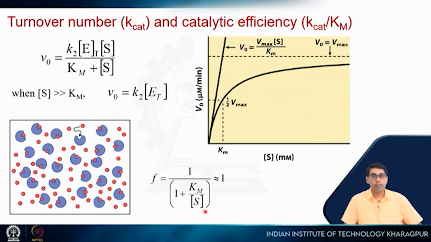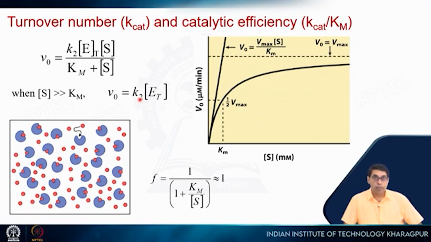And we can see what happens to the occupancy. S is much greater than Km, so we can ignore this. This ratio will be a very small number, so this is essentially 1. So 1 by 1 is 1. So the occupancy is 1. It means that all the enzymes are bound to the substrate, right? If all the enzymes are occupied, then under that condition you cannot increase the rate. So you have reached the maximum rate.